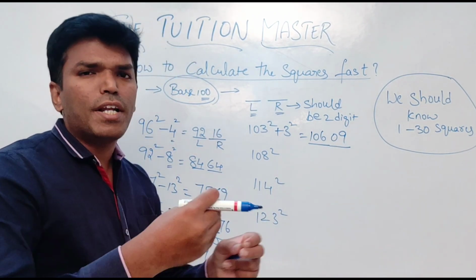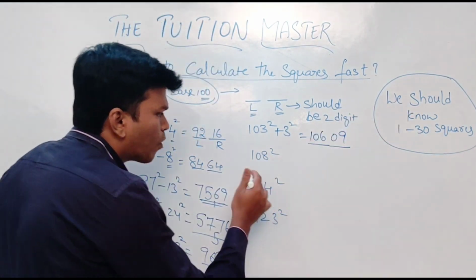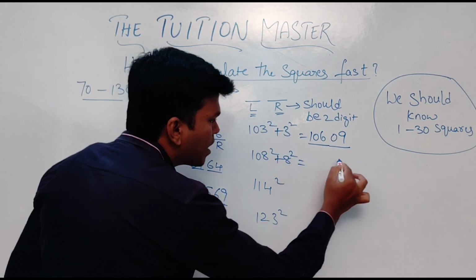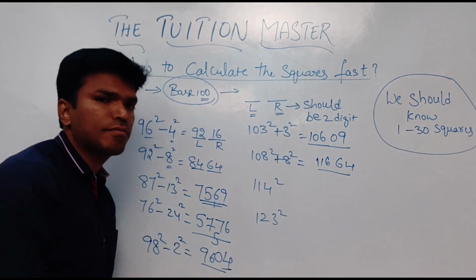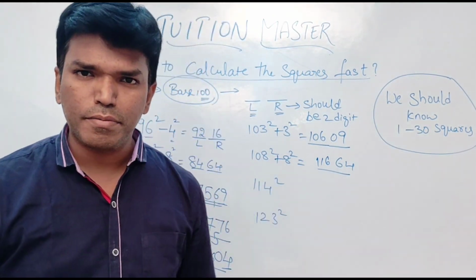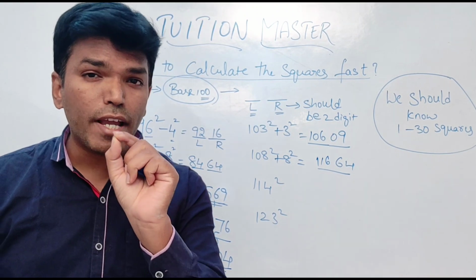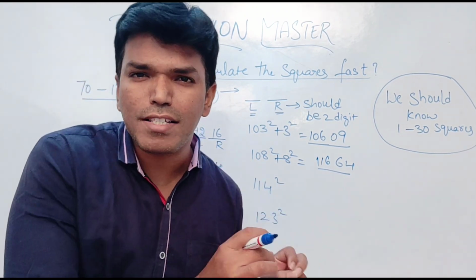Now I am going to do it a little fast. So please try to calculate. Please try to follow. So 108, it is 8 more than 100. 8 square is 64. So right side part is done. 108 plus 8, 116. That's it. 108 square we calculated within 3 to 5 seconds. That's how we are going to calculate the squares this fast.